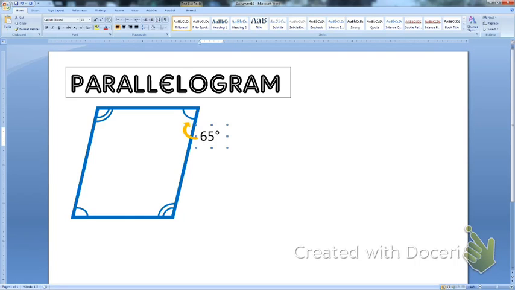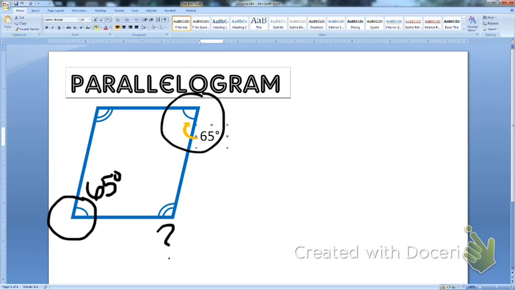Alright, so if I know that this side right here, let me put my pen on, here we go. Okay, if this is 65, then we know that that is also 65 degrees. That part's easy. The opposite angles are going to be congruent. However, we get to some trickier math when we have to figure out these larger obtuse angles in the other corners. That's where we have to use some rules about angles inside of parallelograms. Actually, inside of all quadrilaterals.